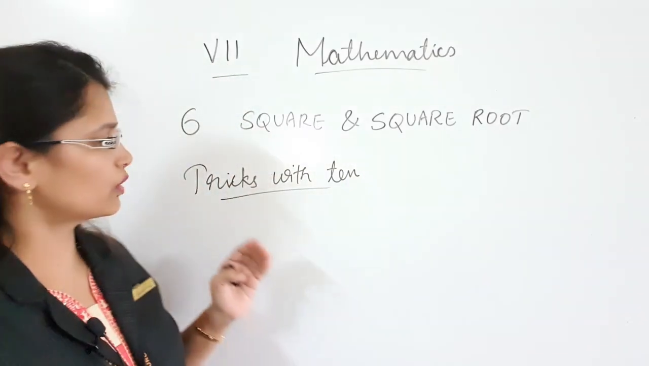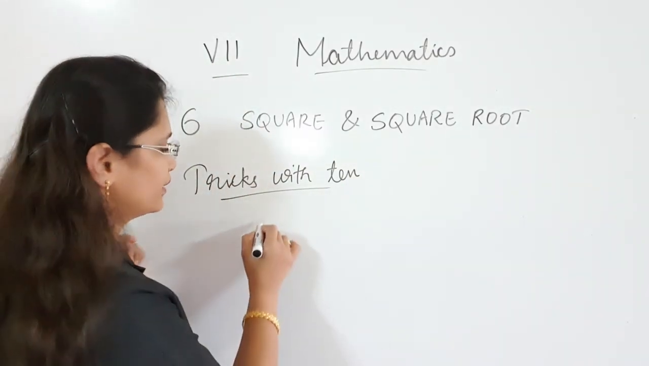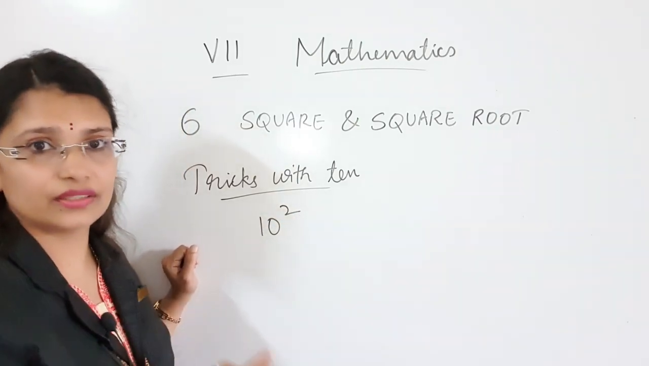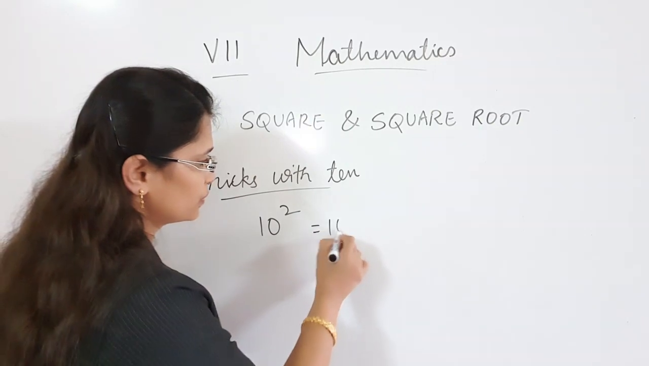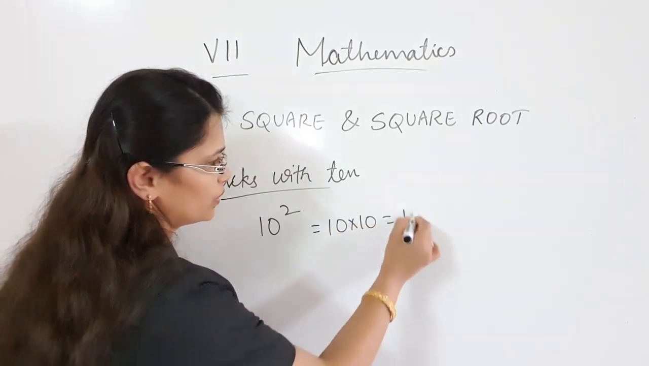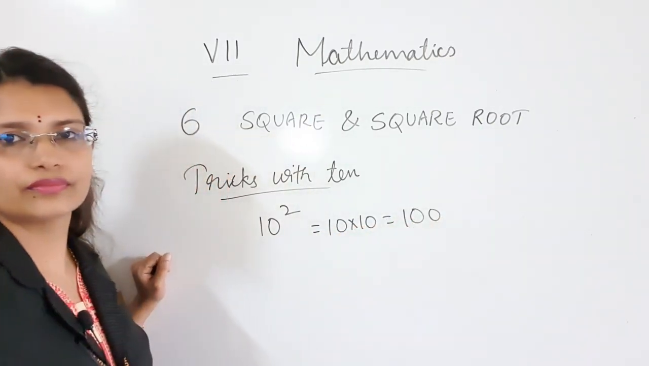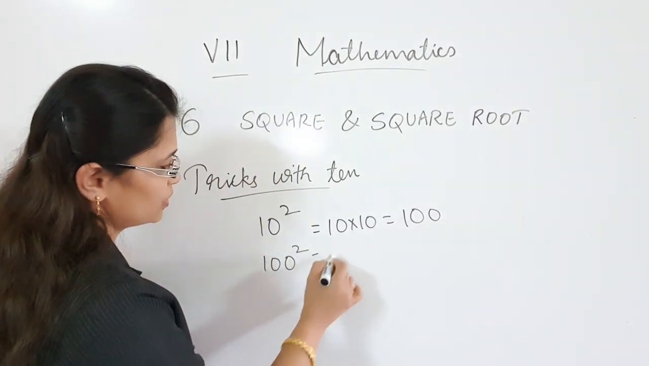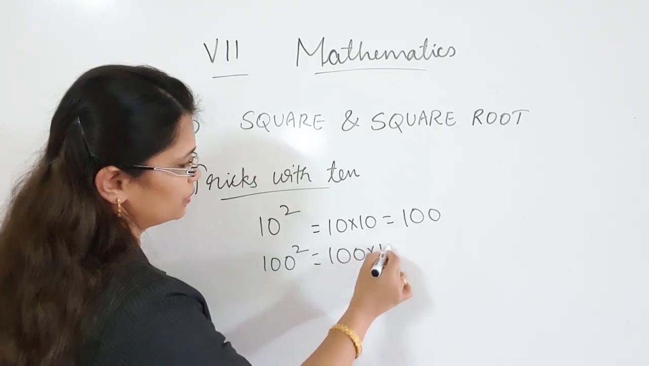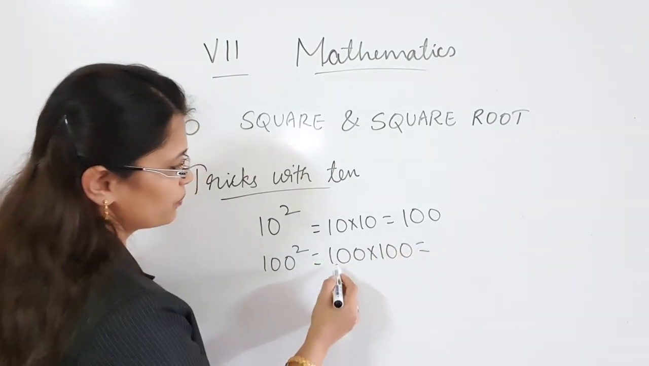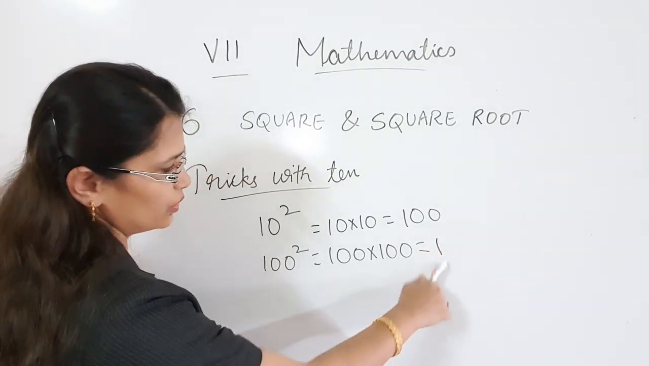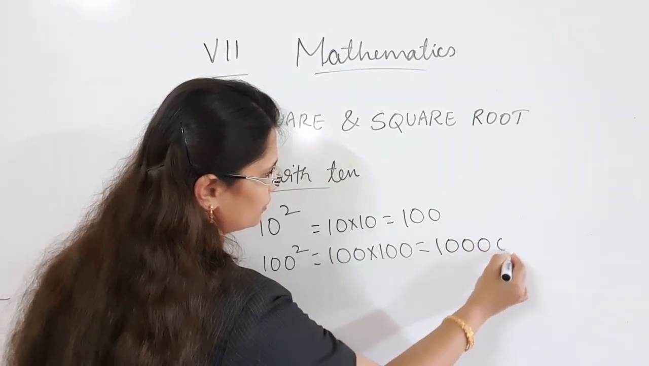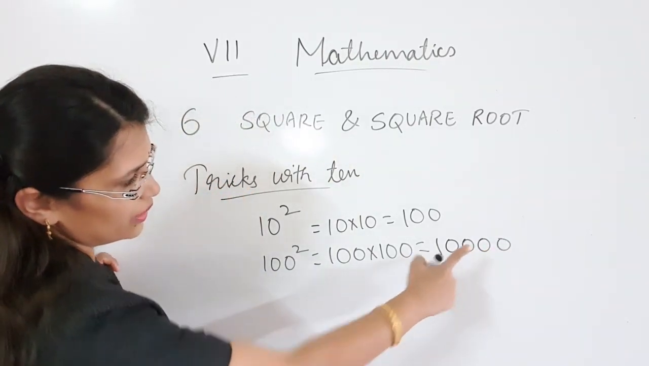Children, our next topic is tricks with 10. What is 10 square? 10 square means you have to multiply 10 2 times. So, 10 into 10 is equal to 100, right? Then 100 square is equal to 100 into 100 is equal to 10,000. 1 into 1 is equal to 1. Then how many zeros? 1, 2, 3, 4. Then 10,000 square.